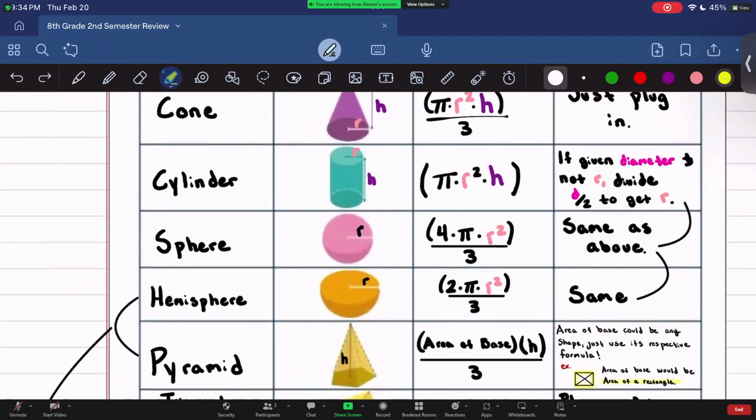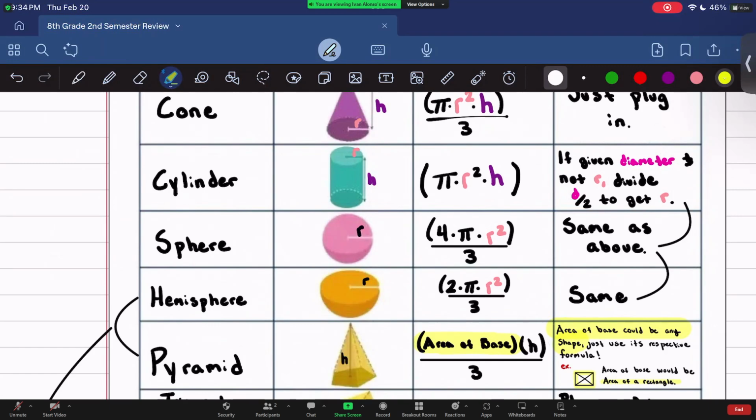Here is a pyramid. This one can be a bit tricky, because if you notice, I have it written as the area of a base. The reason for that is the area of a base could be any shape, right? You can have a rectangular base, a square base, and, well, I guess I technically just lied. It can be rectangular, square, or sometimes even a pentagon. Most of the time it's just going to be rectangular or square.